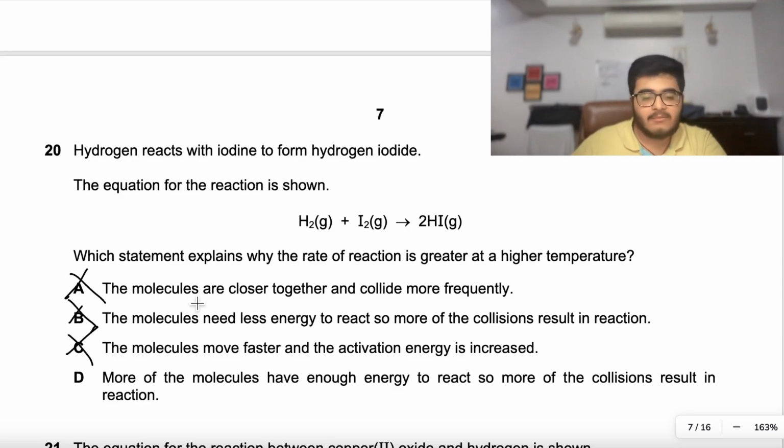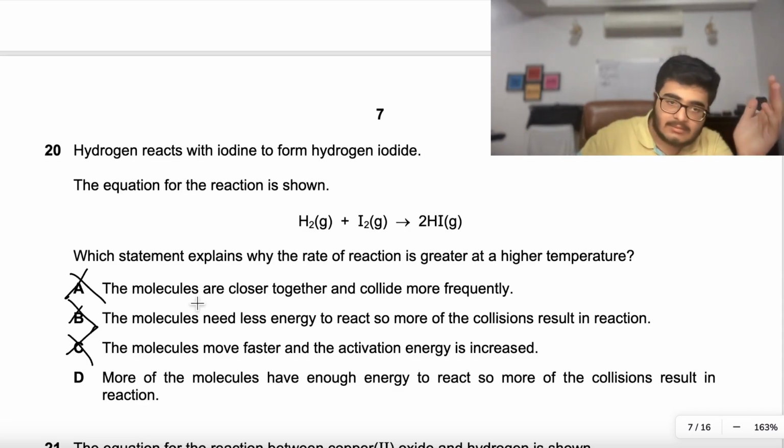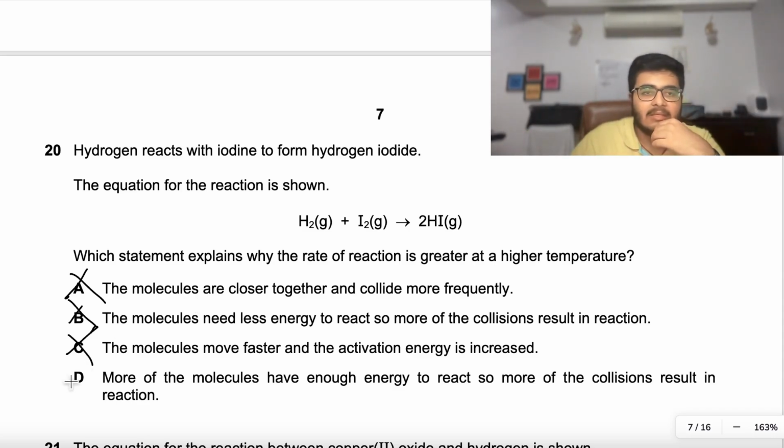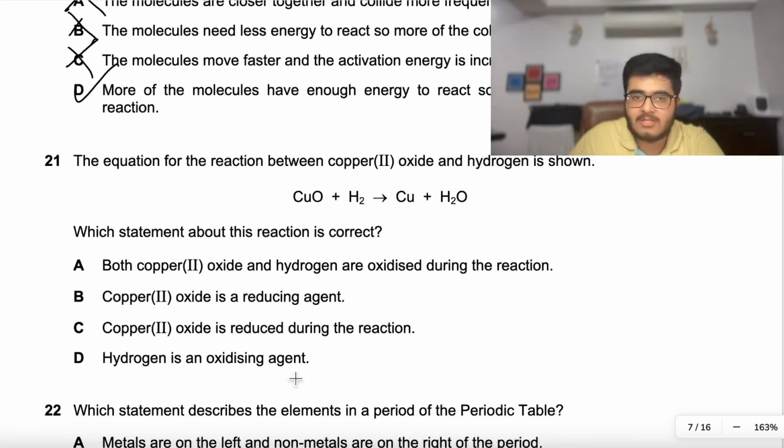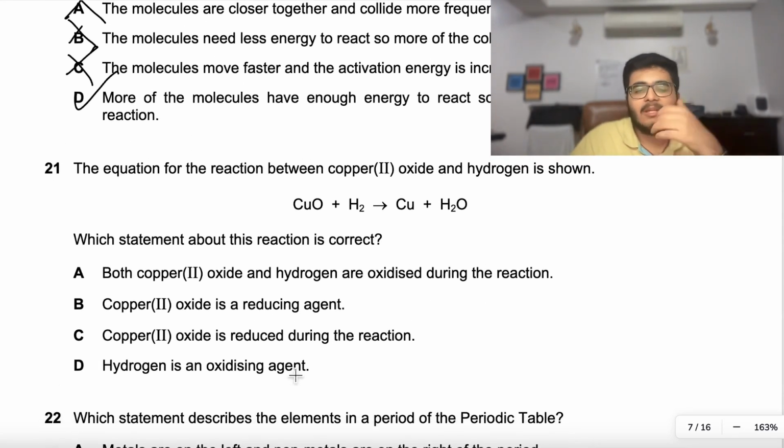For example, if temperature today is 50 degrees Celsius, we reach 50 degrees Celsius, we do not increase 50 degrees Celsius, right? We have reached towards that point. Or if I say I get an A star in IGCSE or a 9 in GCSE, I reach towards A star. I don't increase A star, right? So there's a difference between them. So the answer that makes sense here is going to be D part, because more molecules are going to have enough energy or activation energy for the reaction to happen.